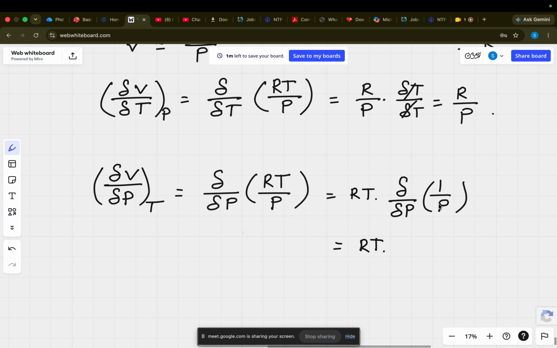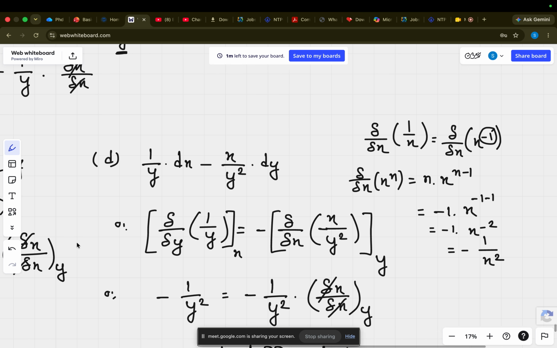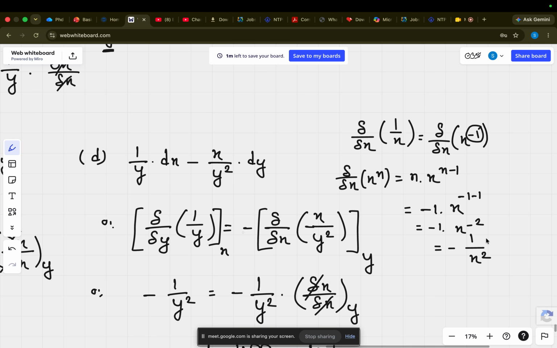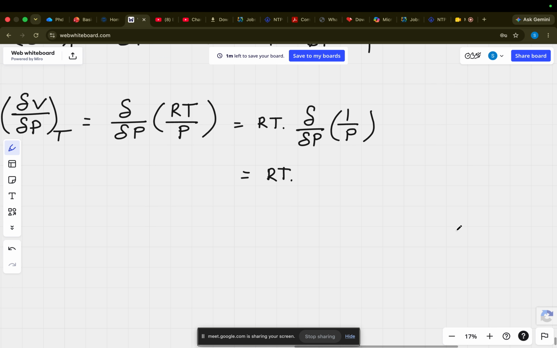d/dx of 1 by x, what will be the value? Just as we did a few minutes back, d/dx of 1 by x is minus 1 by x square. So here it will be del P of 1 by P, so that means it will be minus 1 by P square.